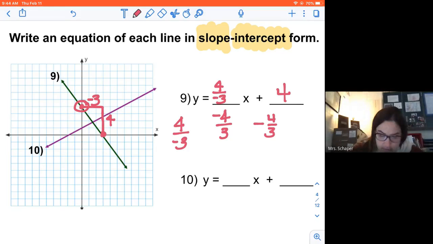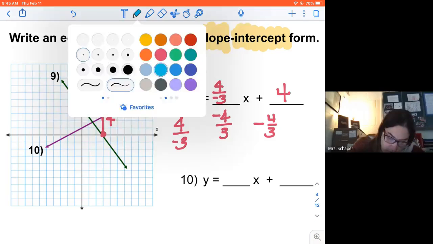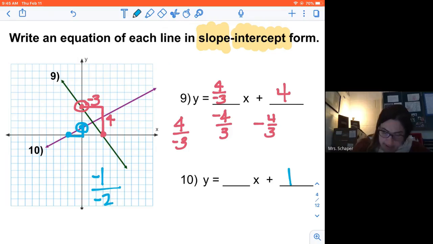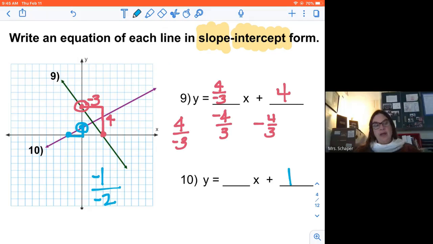Let's go with the purple line. Let's switch up the colors a little bit. So it crosses the y-axis at 1. So that's my y-intercept. And then for my slope, I'm going to find 2 points. I rise -1 and I run back 2. So negative divided by negative is positive. So it's going to be positive 1/2. So y equals 1/2 x plus 1.